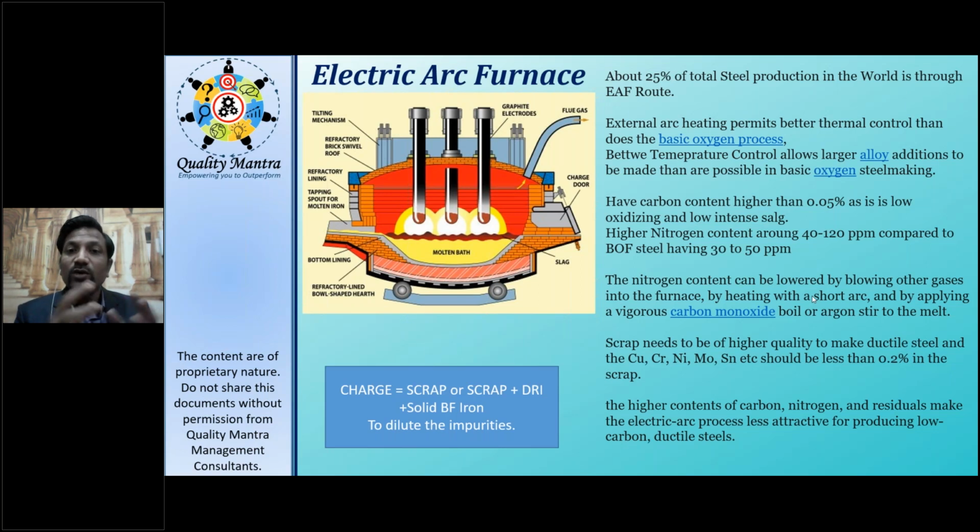So number 2, the carbon content in the electric arc furnace is as low as around 0.05%. And nitrogen is higher, because 40 to 120 ppm nitrogen comes in. But the cleanliness of the basic oxygen furnace is much better, because we are putting the oxygen, so it will remove much more amount of the impurity, so that nitrogen content will be around 30 to 50 ppm only in the BOF stream.